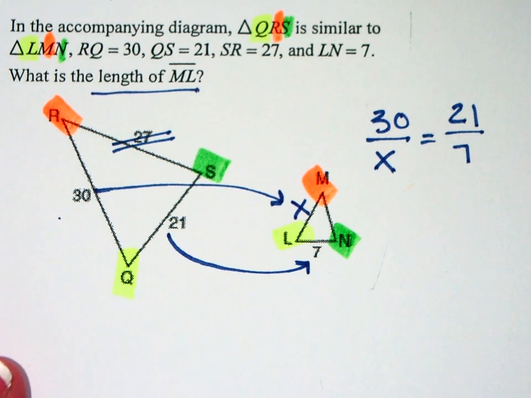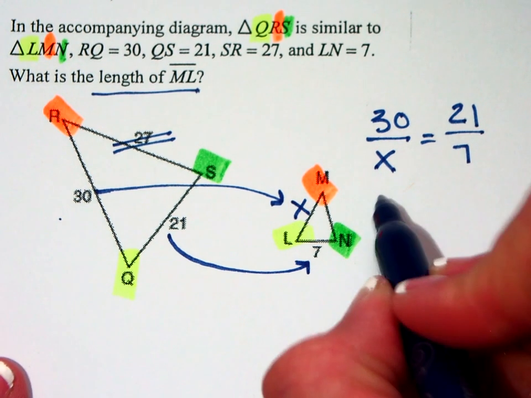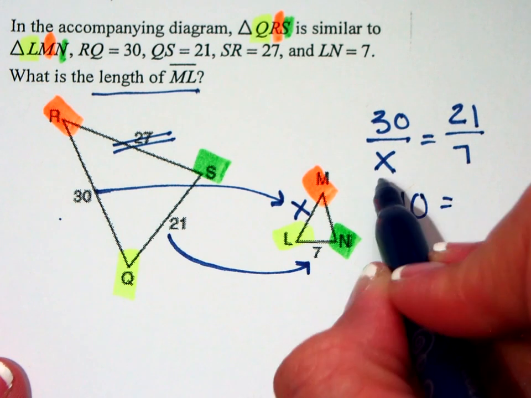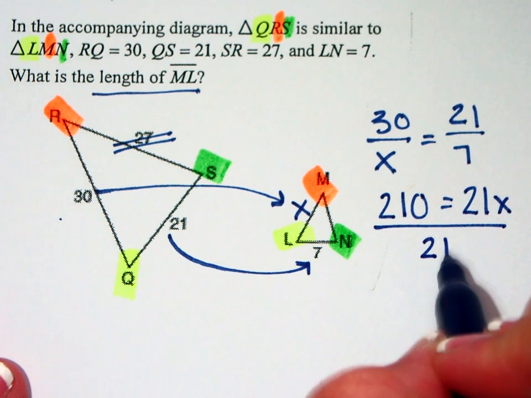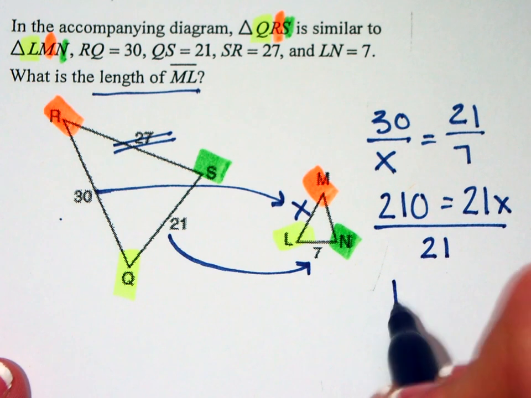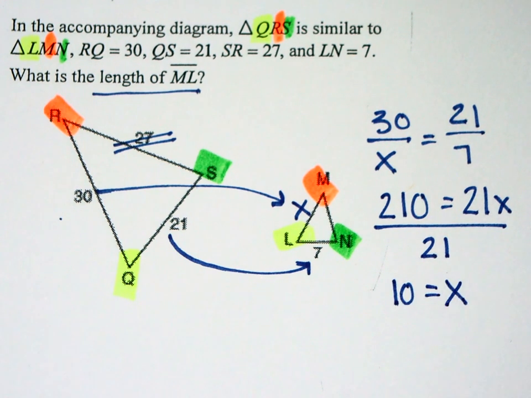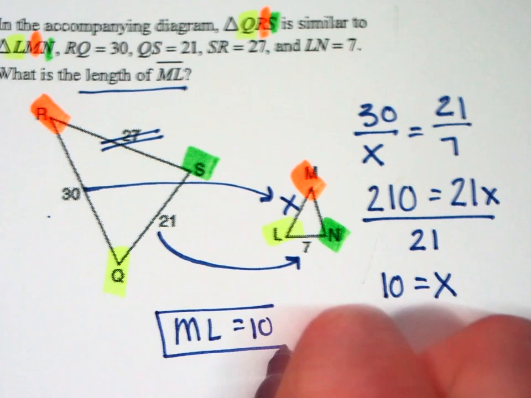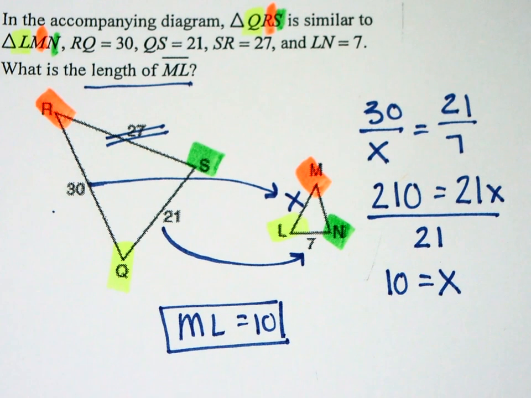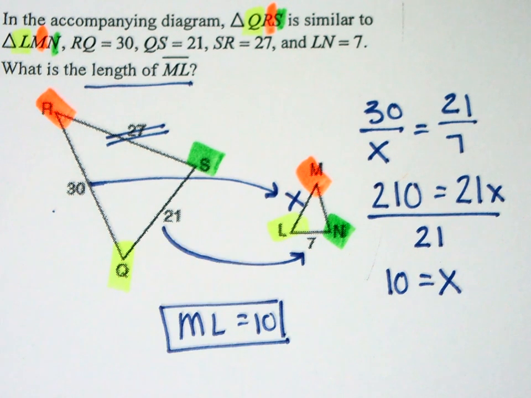Okay. From here, I cross multiply. So 30 times 7 is 210. And then X times 21 is 21X. When I divide both sides by 21, I get an answer of 10. So my length of ML is equal to 10. Similar figures are all proportions.